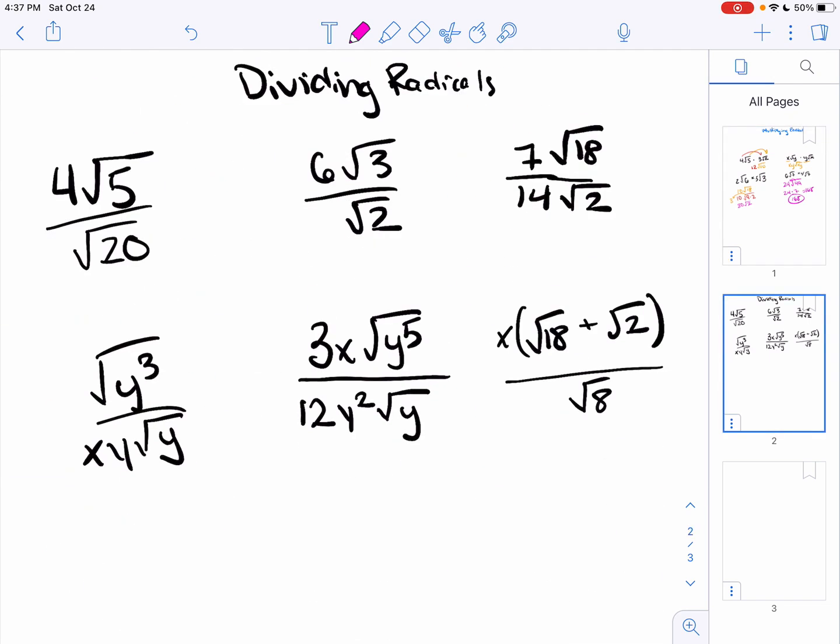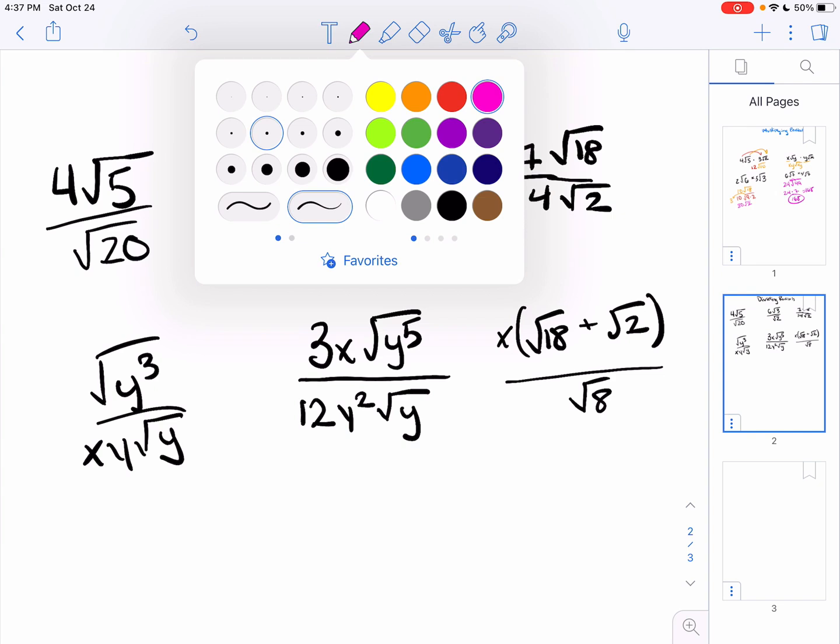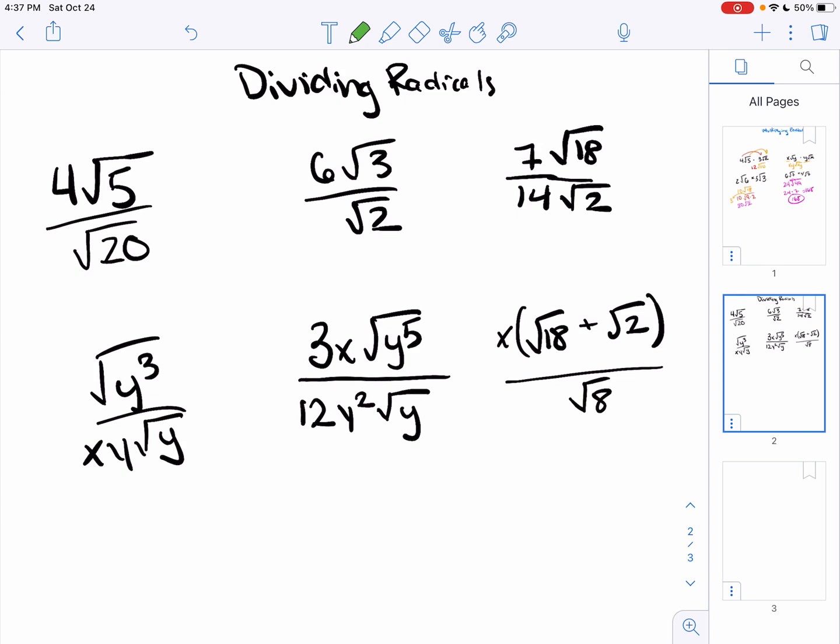Dividing radicals is a little bit different. Not too bad, but it's a little different. So we have to divide radicals that have the same thing on the inside. So once again, like we've been doing, we have to change radical 20 into 4 times 5. 4 can come out as a 2. So this problem becomes 2 radical 5.